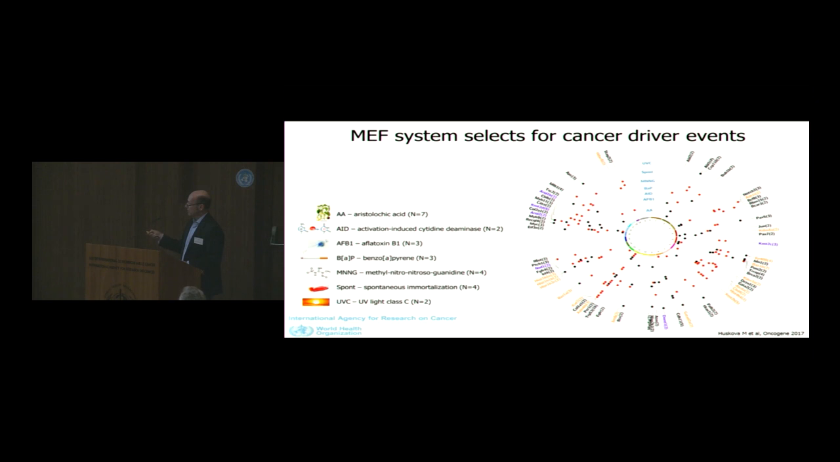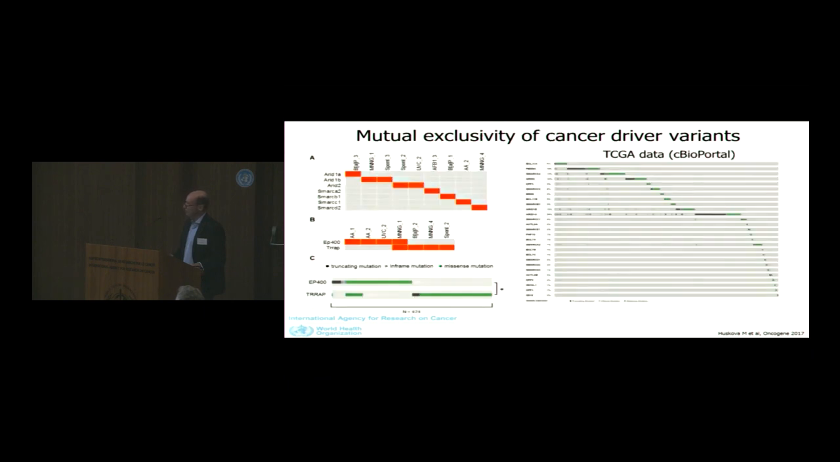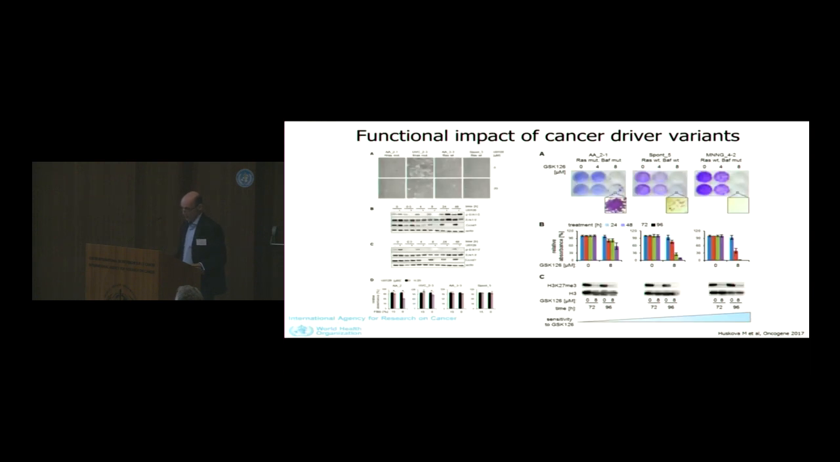The red dots are treatment-specific mutations. The black ones are basically not treatment-specific. And this is P53. We see hotspots in genes such as KRAS, HRAS, and mutual exclusivity for complexes such as the BAF complex, and that mimics the TCGA data for the BAF complex in humans. And also we see some functional effects on cell survival when we manipulate some of these pathways.